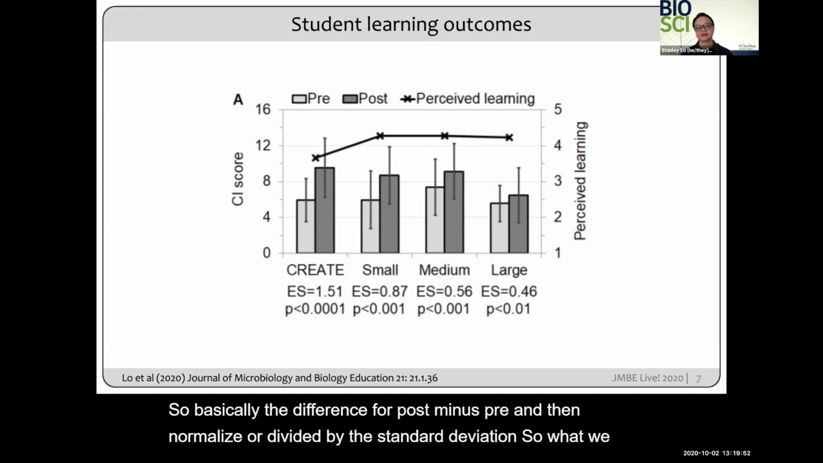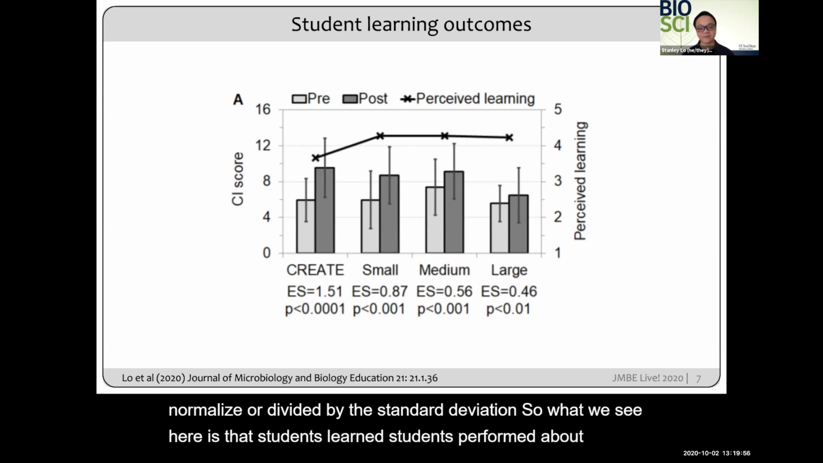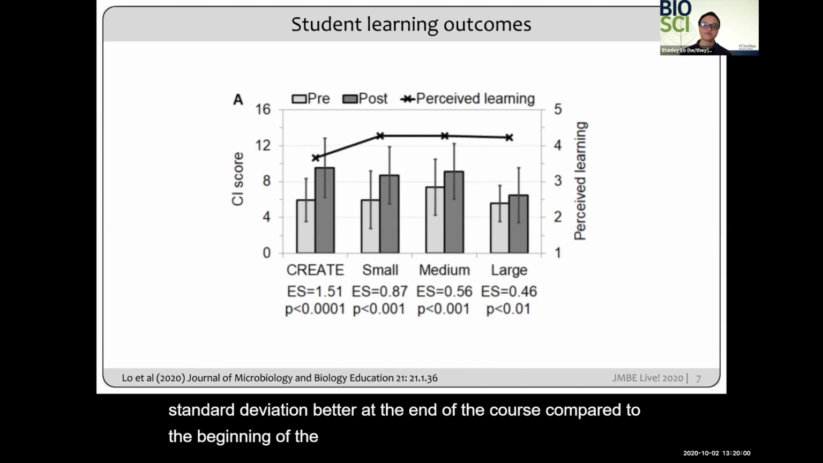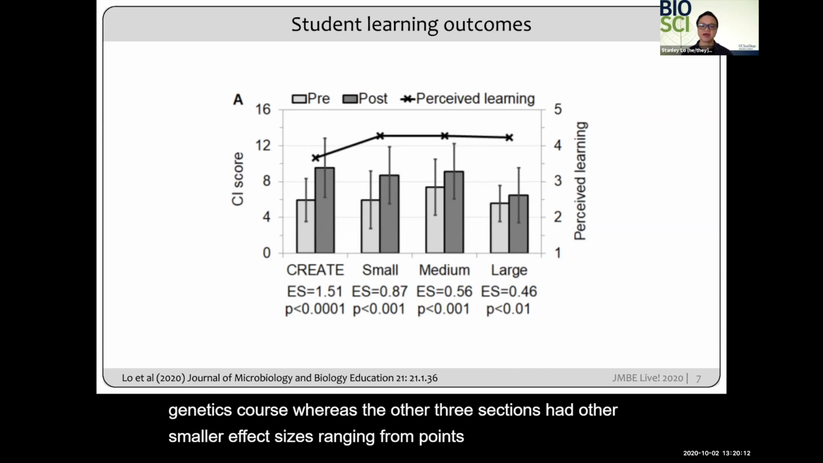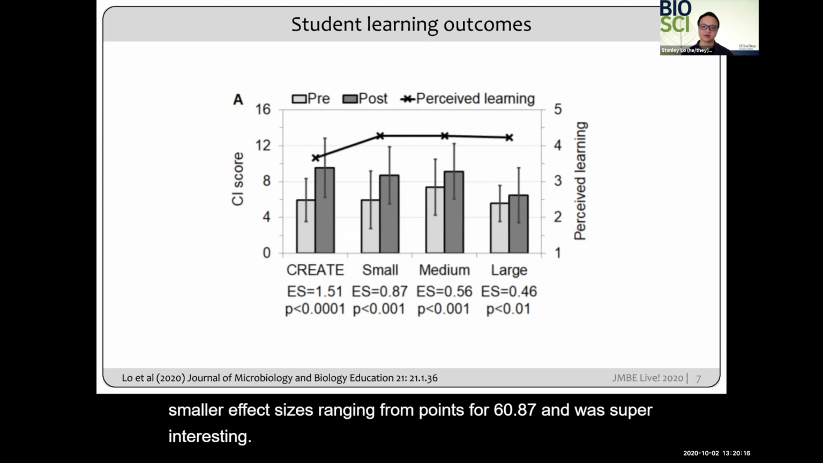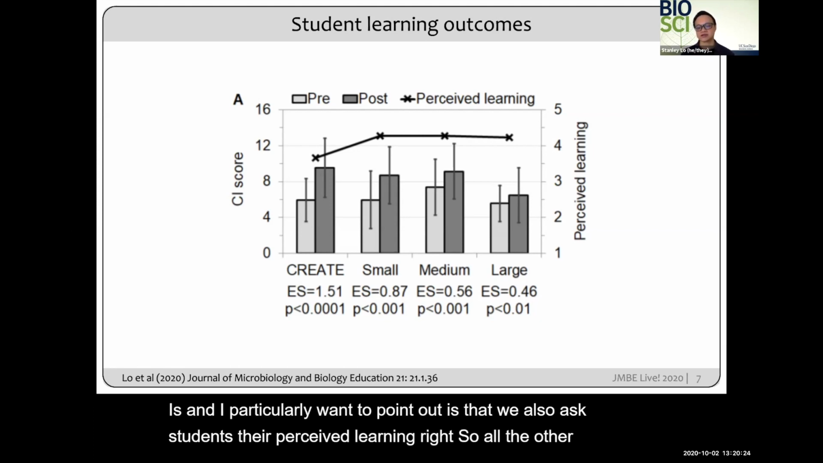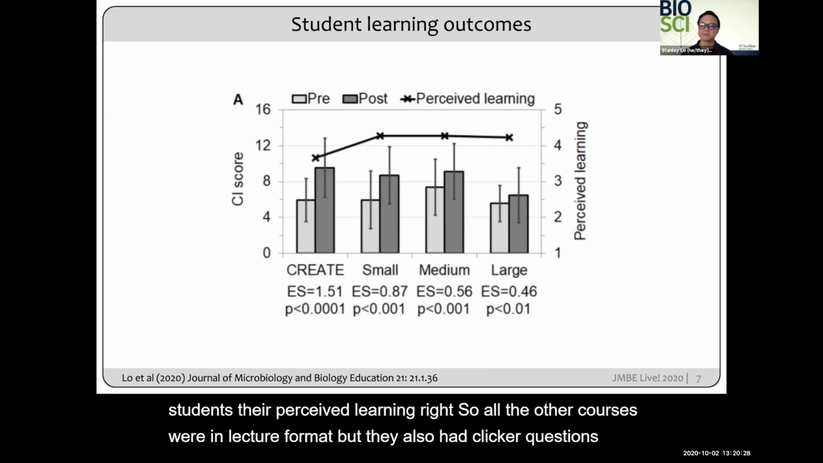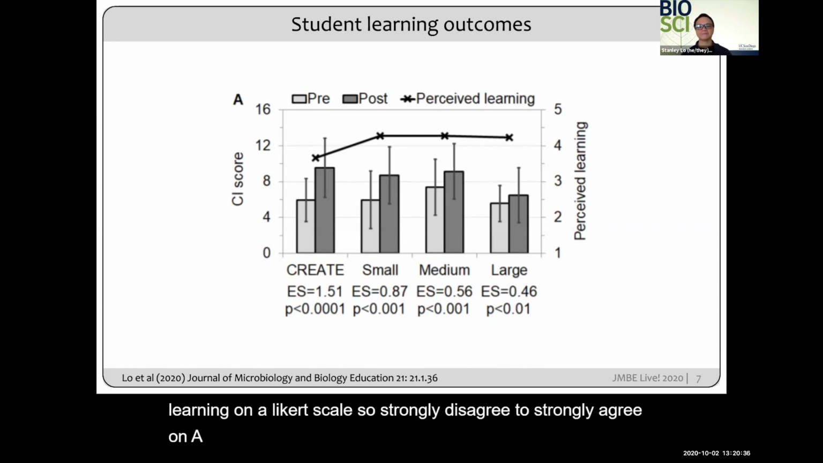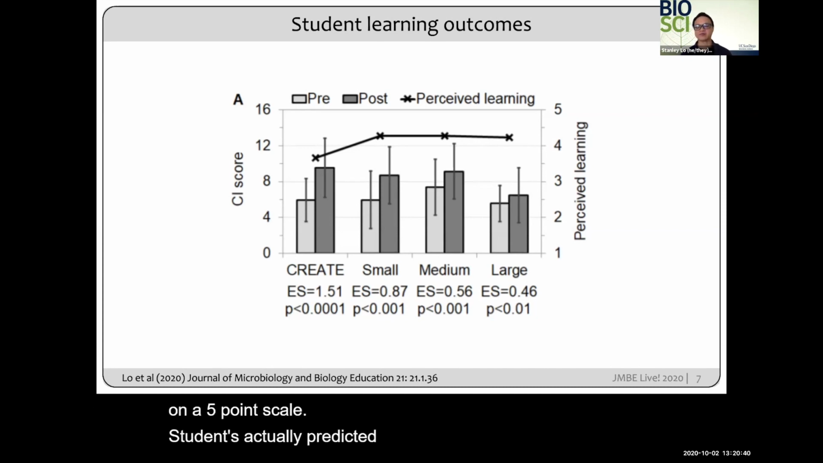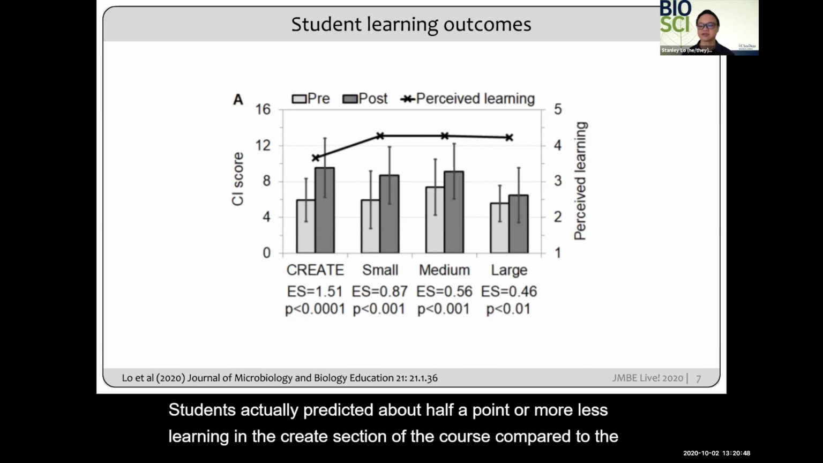So what we see here is that students performed about 1.5 standard deviations better at the end of the course compared to the beginning, for the CREATE version of that genetics course, whereas the other 3 sections had smaller effect sizes ranging from 0.46 to 0.87. And what's super interesting, and I particularly want to point out, is that we also asked students their perceived learning. All the other courses were in lecture format, but they also had clicker questions for the most part. And when we asked students about perceived learning on a Likert scale, from strongly disagree to strongly agree on a 5-point scale, students predicted about 0.5 point or more less learning in the CREATE section of the course compared to the more classic lecture and clicker lecture courses.